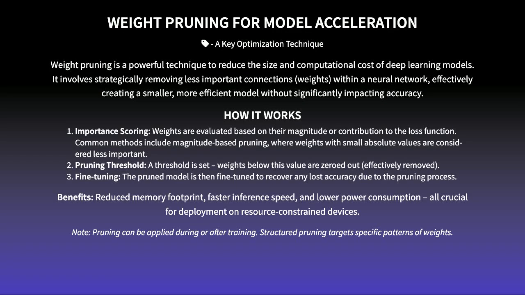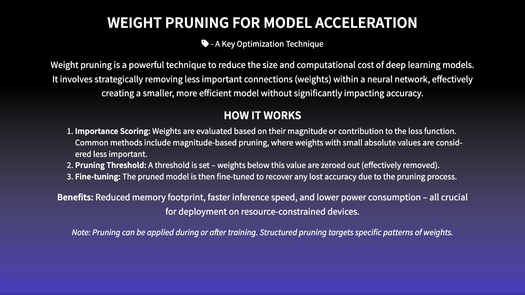Okay, let's talk about weight pruning, a really clever way to speed up your deep learning models. Imagine you have a huge neural network, and it's taking up a ton of memory and time to run. Weight pruning is like giving it a haircut. It identifies the less important connections in the network, basically the weights that aren't contributing much to the final prediction, and removes them.